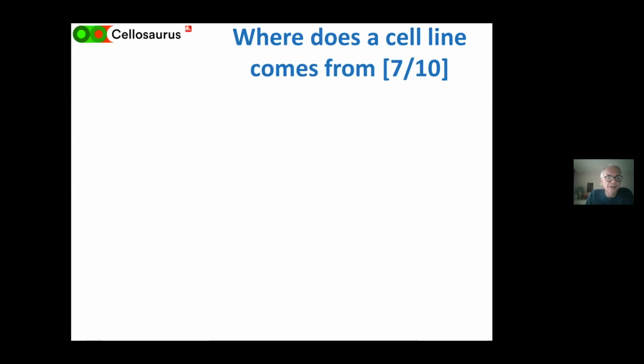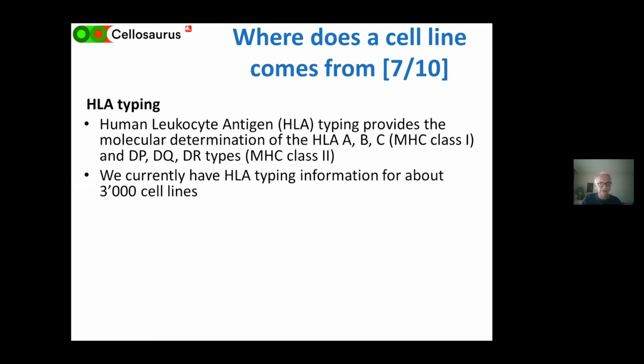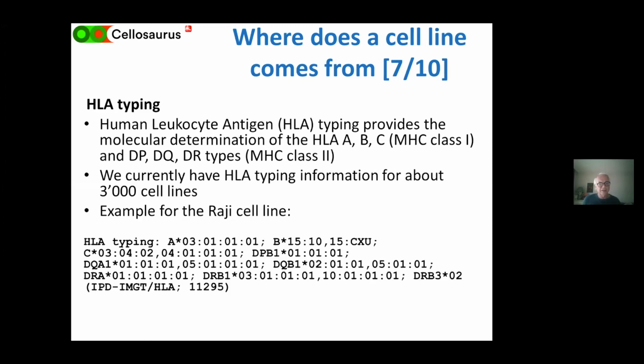Now, one thing which is also useful is HLA typing. Again, I'm not going to go into detail. Of course, I didn't say at the beginning, but those slides will also be linked to the Google documents, and you will be able to have those slides, so you can go back to them. And we have HLA typing information for about 3,000 cell lines.